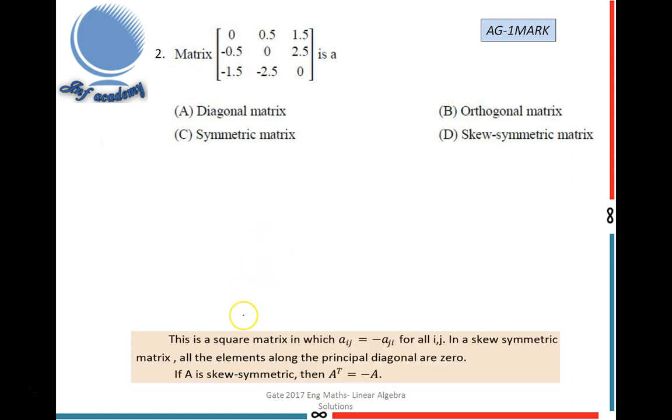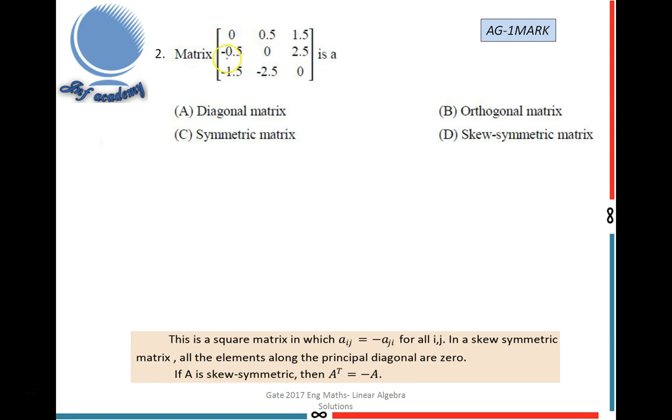Here I explain one definition, which you can see on the screen. A skew symmetric matrix is a square matrix in which Aij equal to minus Aji for all i and j. In a skew symmetric matrix, all the elements along the principal diagonal are 0. Or you can say if A is a skew symmetric matrix, then A transpose equal to minus A. Here I use that definition.